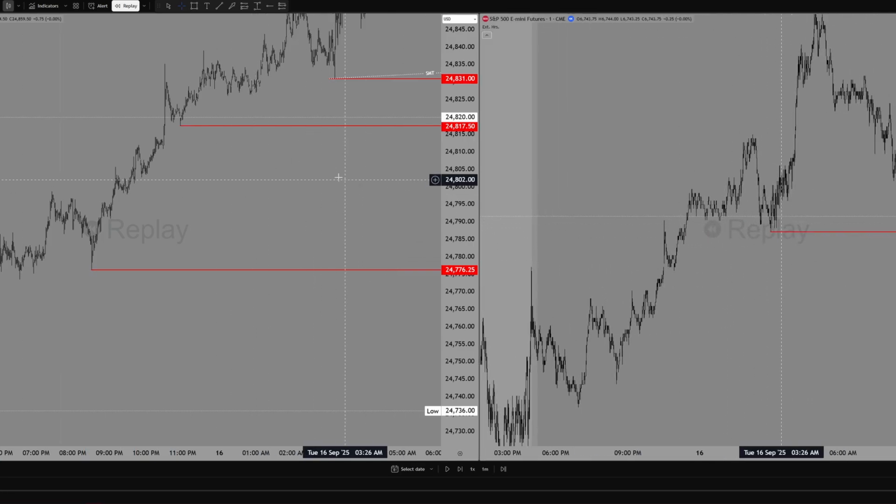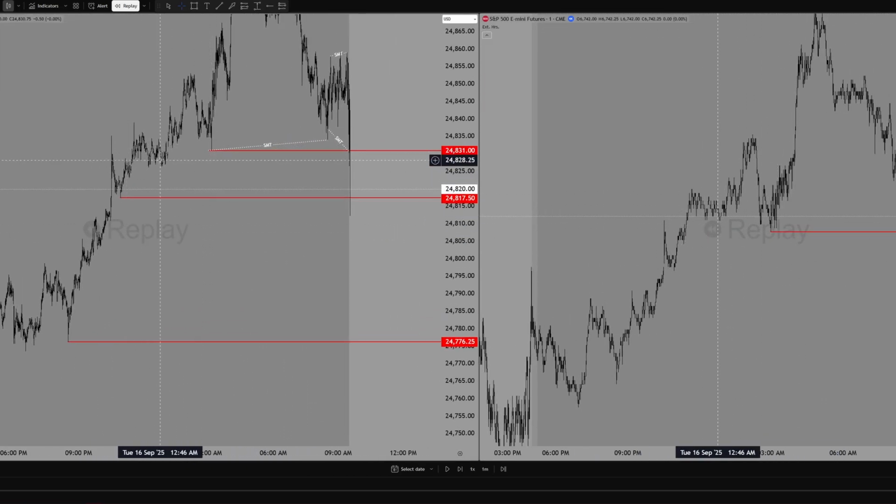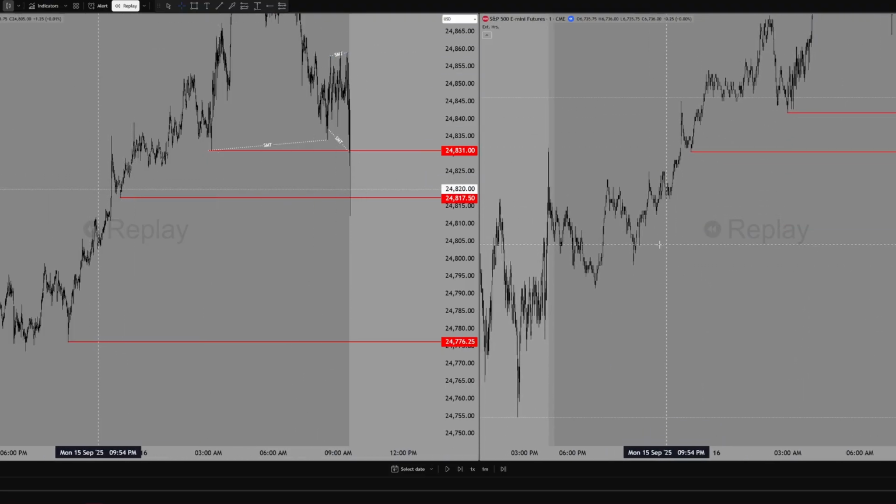ES. Let me see. Okay. ES next draw is probably this one here. And then yeah, this one as well. Maybe one of these. Probably this one because I'm gonna match it with Nasdaq.